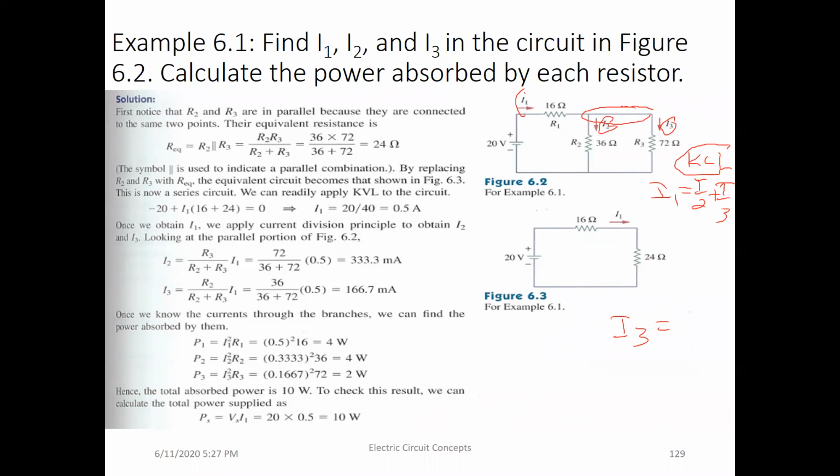So now if we go back to how to determine I3. It will be I1 multiplied by, again, the opposite resistor, which is R2, divided by the sum R2 plus R3. We are given 0.5 as I1, and R2 is 36 over the sum 36 plus 72. So the final answer will be 166.7 milliamps.